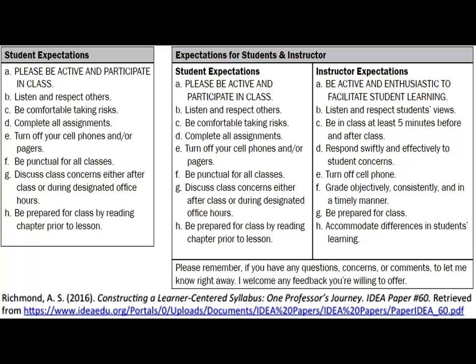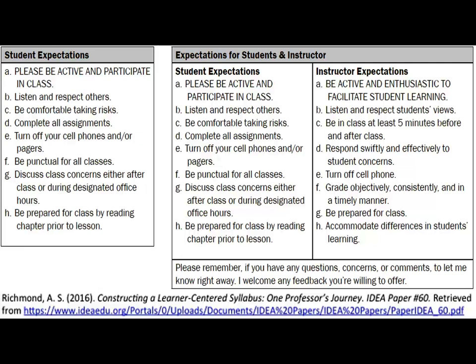So again, going back to this same guy, here is his original syllabus, and then his revised syllabus to be more learner-centered, which was the last bullet point on the slide of defining roles, right? So not just telling them what you expect them to do, but telling them what they can expect from you, right?